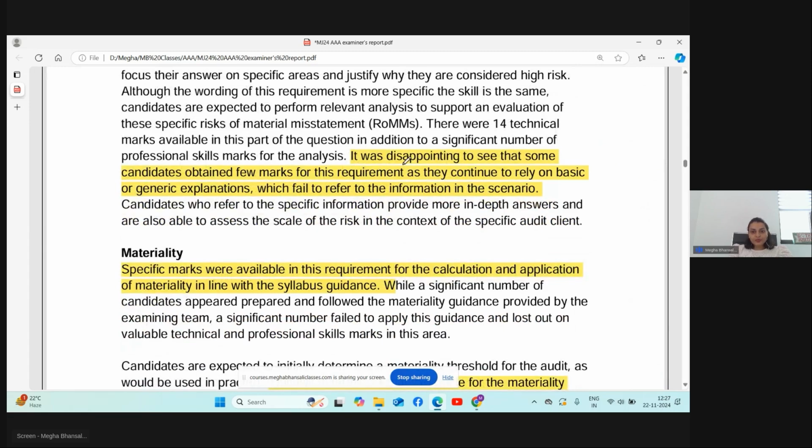It says it was disappointing to see that some candidates obtained few marks for this requirement as they continue to rely on basic or generic explanation and fail to refer to information in the scenario. They have repetitively said this, students are not picking up the information given in the scenarios. They say specific marks were available in this requirement for calculation and application of materiality in line with the syllabus guidance.